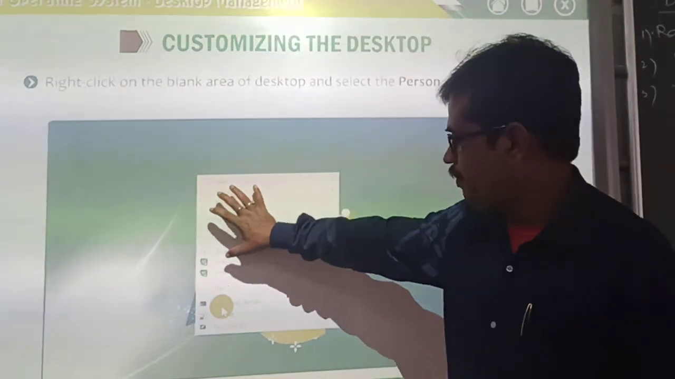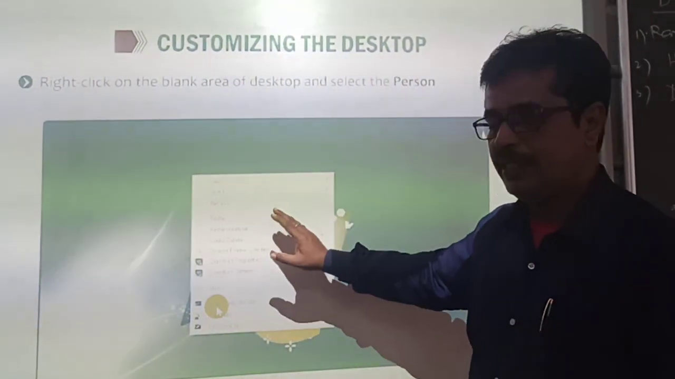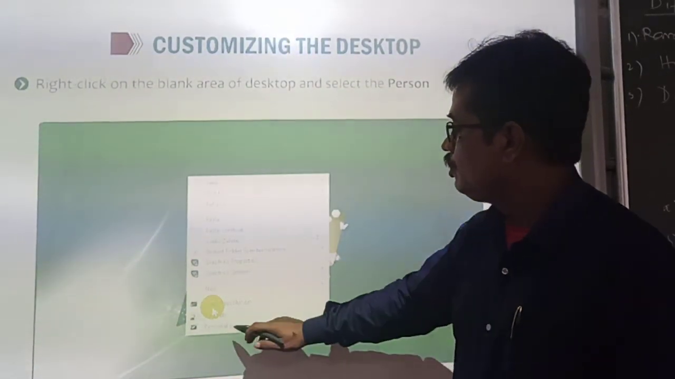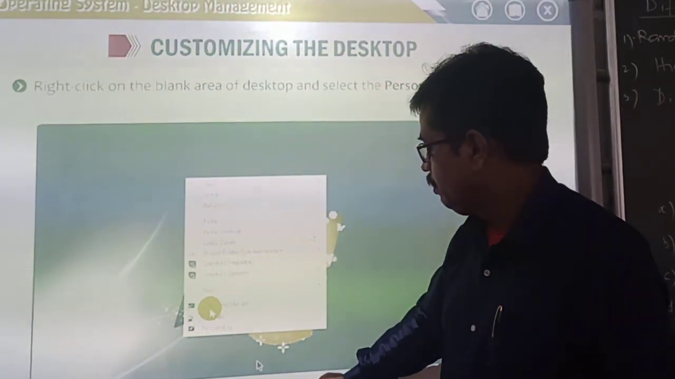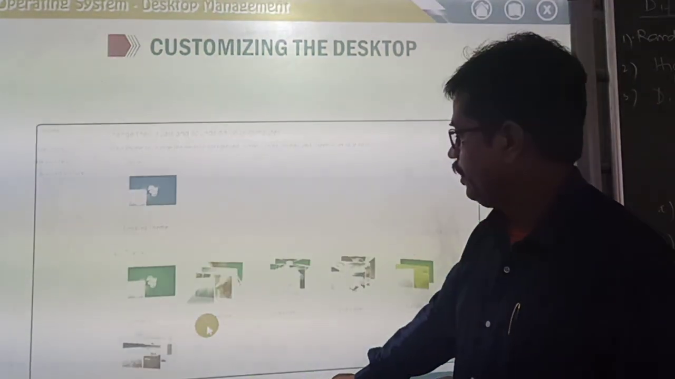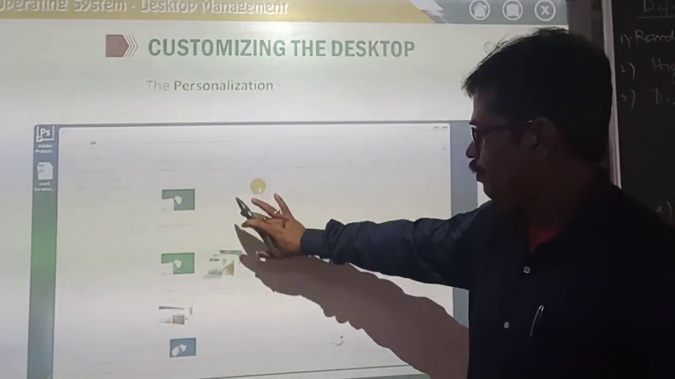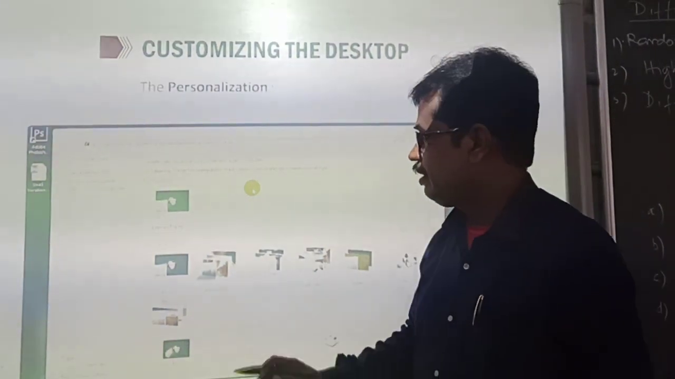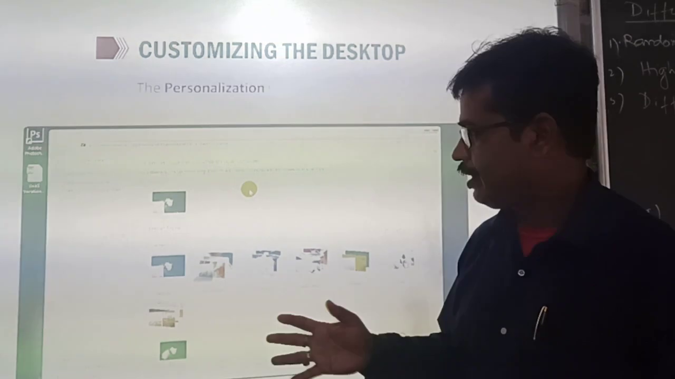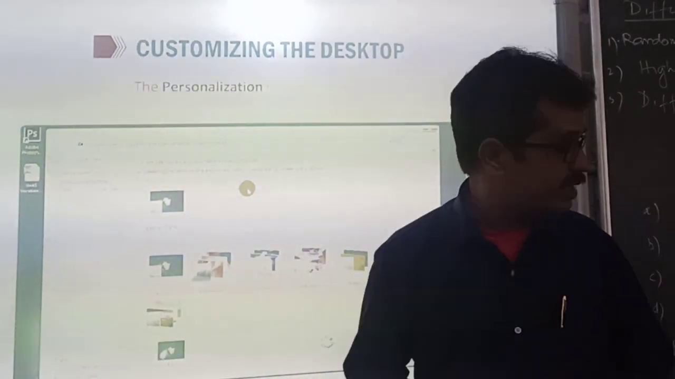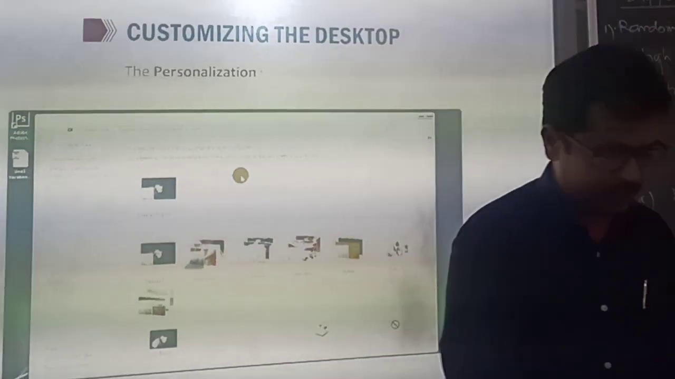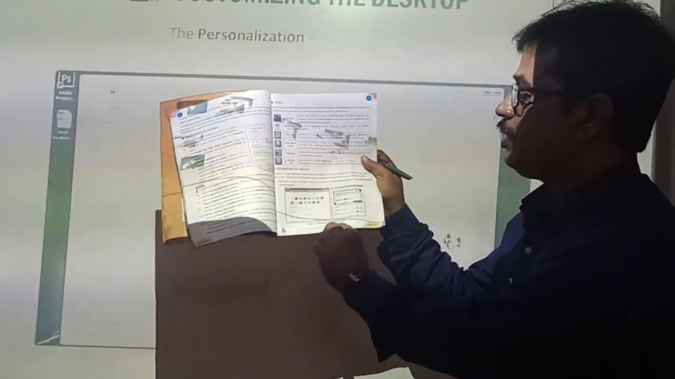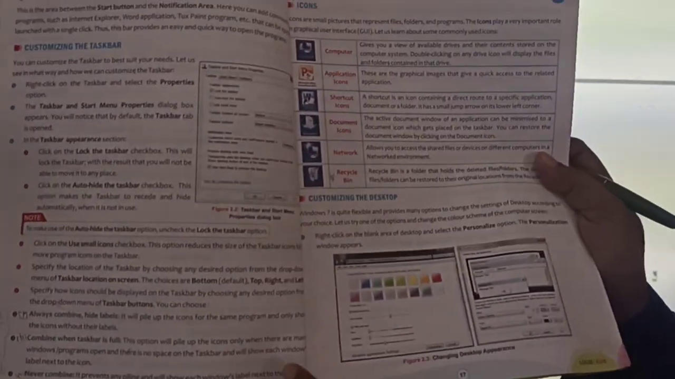Then you will get this type of shortcut menu. When you right click on the desktop, one shortcut menu will come. From there you have to choose the personalize option at the last. When you see the personalize option, this type of window will come. Again I am telling you, this picture is not very clear, but you can practice at home. I am telling you the steps. It is given in your book also, on page number 17. You can see this is your book, page number 17.